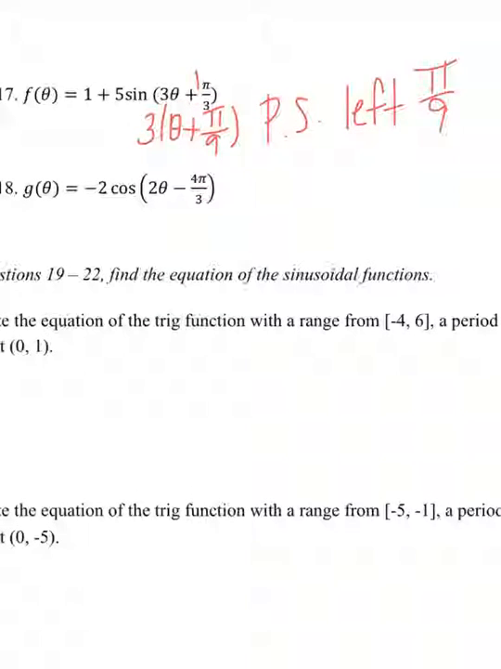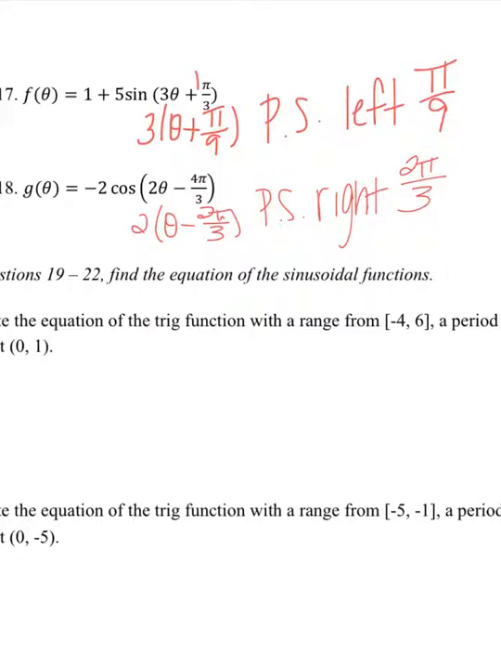Number 18 is a little bit easier. Number 18, you have to pull out a 2. You're left with theta minus. When you take 2 from 4 pi over 3, you get 2 pi over 3. In your calculator, if you wanted to do this, you would do 4 over 3 divided by 2, and you would get 2 over 3. So this is a phase shift. You should write out phase shift to the right, 2 pi over 3.